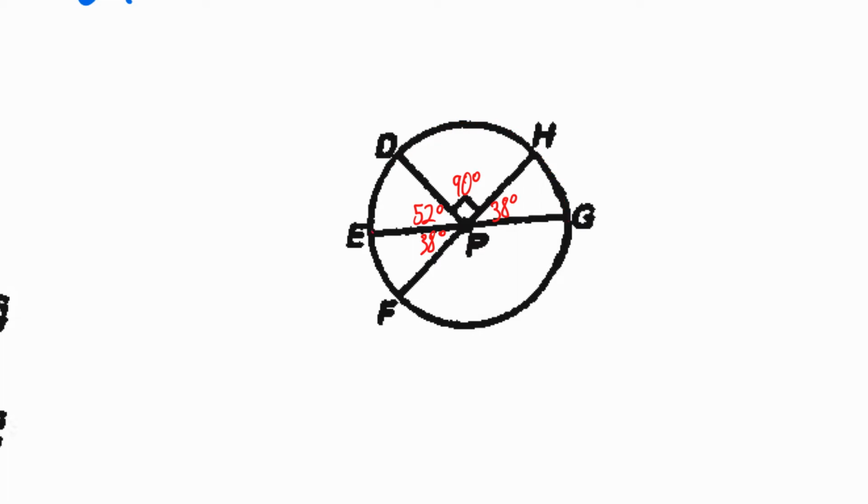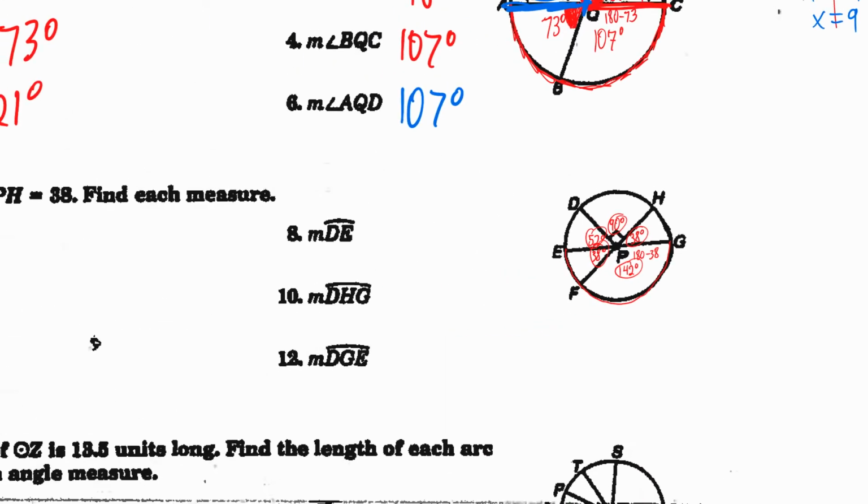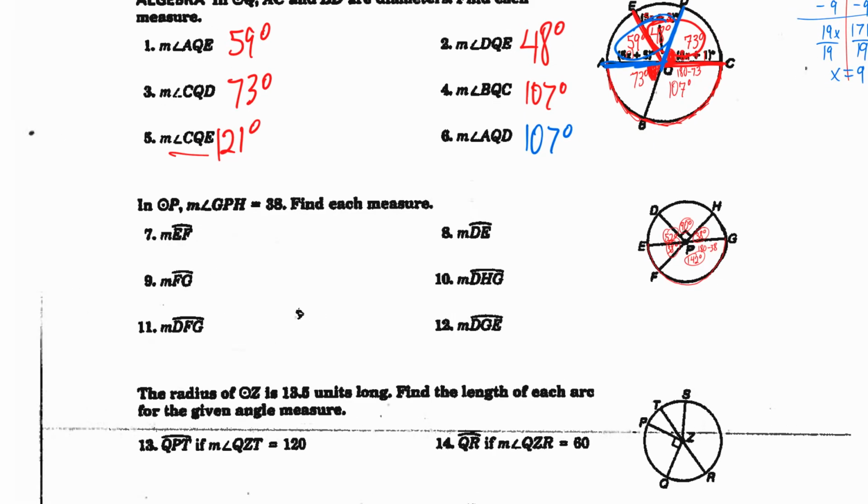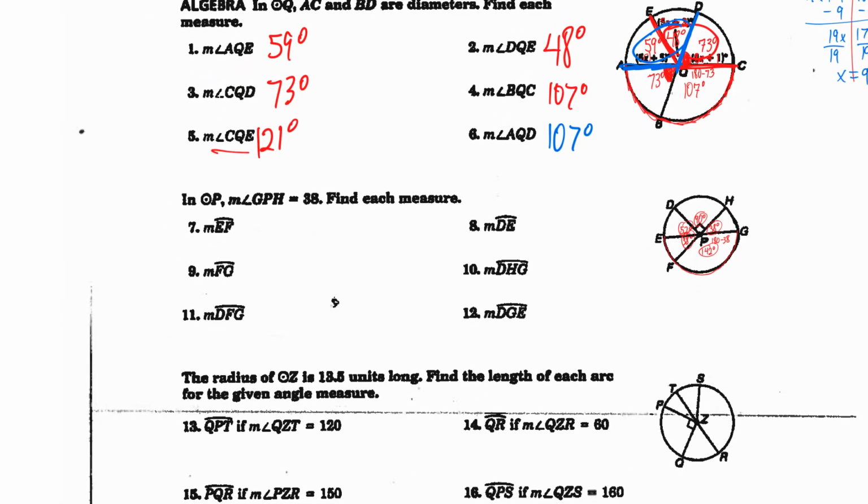All right, then from here to here is 180. And so to find that angle, we're just going to do 180 minus 38. And how big is that angle? 142. Okay. So those are the angles, so we can answer this real quick. So how many degrees is arc EF? 38. 38 degrees. Okay, arc DE, 52. Arc FG, 142.